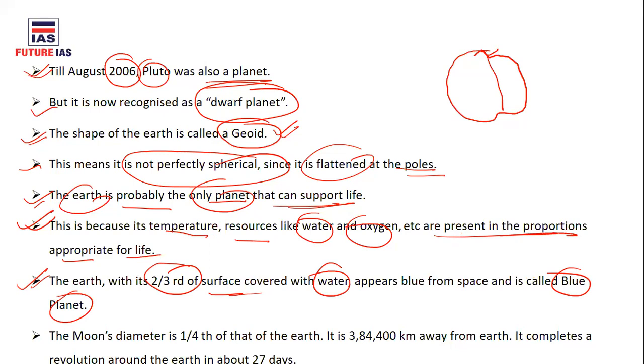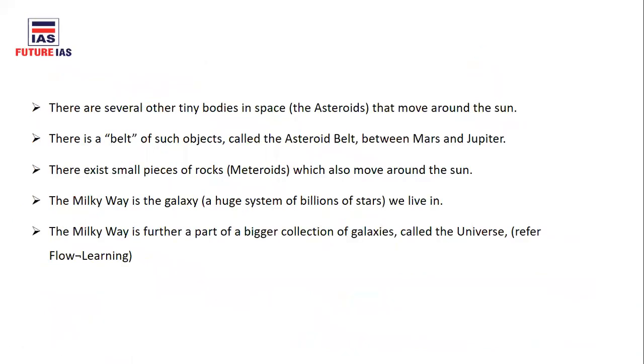And as I told you, the moon's diameter is 1/4 of the earth's diameter. And the moon is basically 384,400 kilometers away from the earth. And as I told you, it completes one revolution in around 27 days.